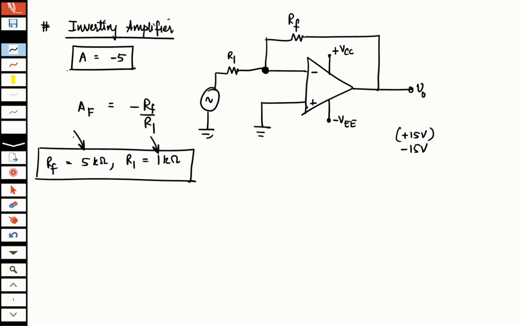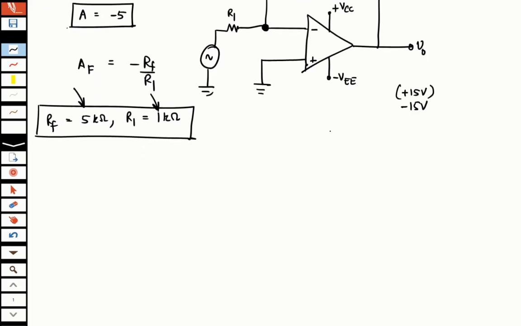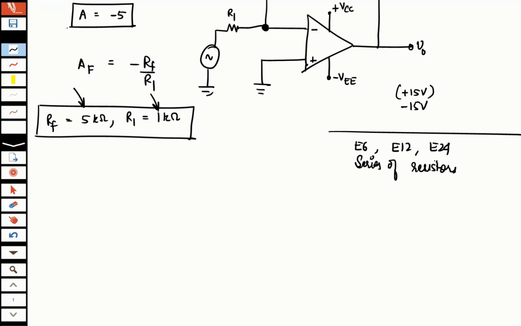If you remember, in an earlier class I requested you to go through the E6, E12, E24 series of resistors. These are the standard families of resistors. What do they mean? What are the values that are part of these standard values of resistors? Please make sure that you understand this. Please read up about them.